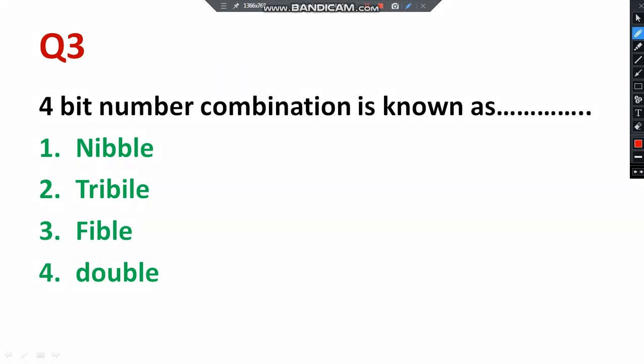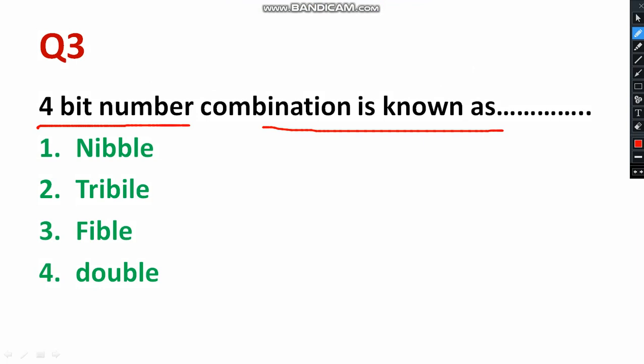One more important term used in the 8085 MPU: a 4-bit number combination is also known as a nibble, tribble, fibble, etc. The exact answer is actually nibble. Whenever you are reading a microprocessor textbook, you must have heard the term nibble. So please select option A, the first option.